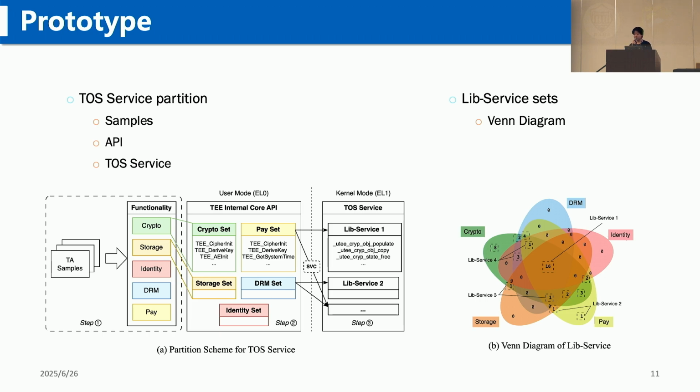First, we analyze the TA's functionality by extracting the API core. Second, we classify these TAs into functional sets like crypto, storage, or DRM. Third, we map these APIs to the underlying TOS services they depend on. Finally, we use the Venn diagram to identify shared and unique services and group them into lib services for efficient partition.